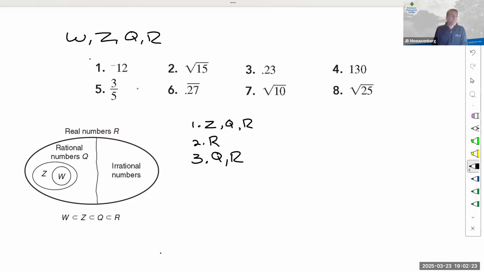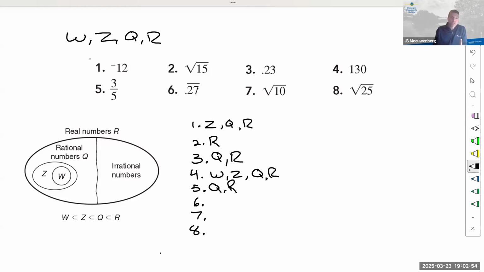So take a moment, pause the video, and do the rest of those on your own. All right, number 4, 130. That is a whole number, which means it's also an integer, which means it's also a rational number, which means it's also a real. 3/5 is not whole or an integer, so it's a rational number and also a real.